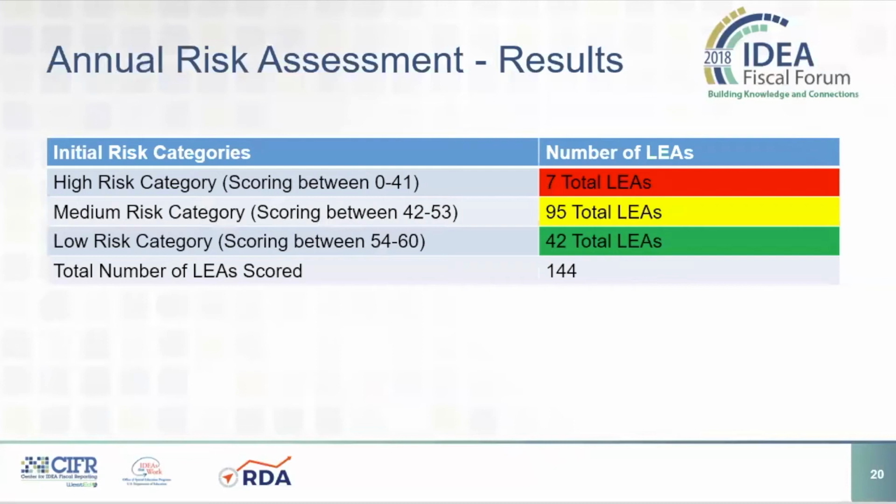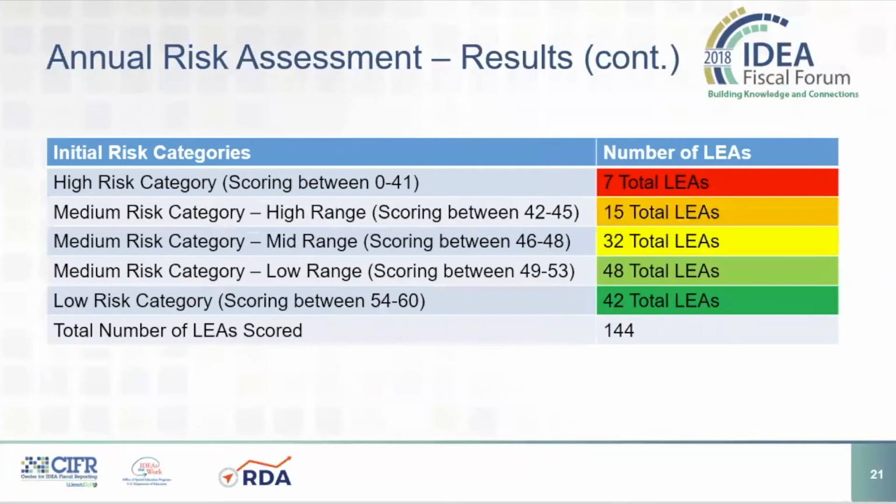So we created subcategories within the medium risk pool. And you see that we now created a high range, mid range, and low range under the medium risk category. All the LEAs that are in green were being treated as low risk grantees. LEAs in yellow and orange were treated as medium risk, and the LEAs in red were high risk. After doing that, we were able to develop a more realistic fiscal monitoring schedule for FY 2018.